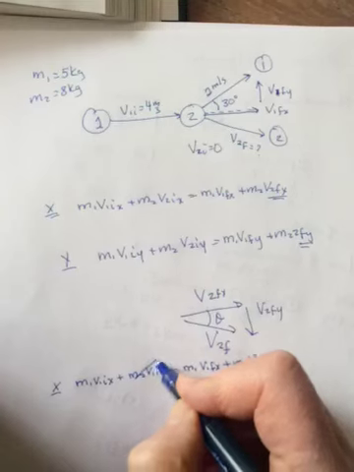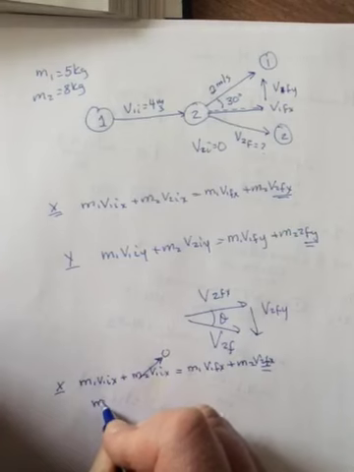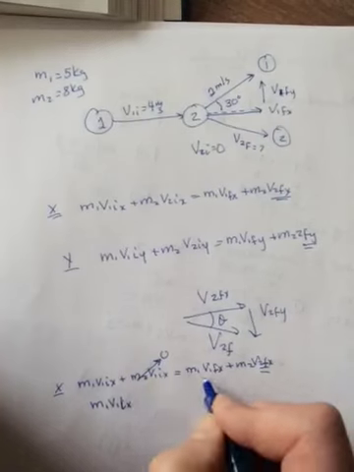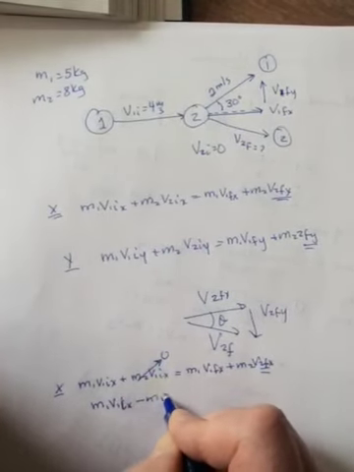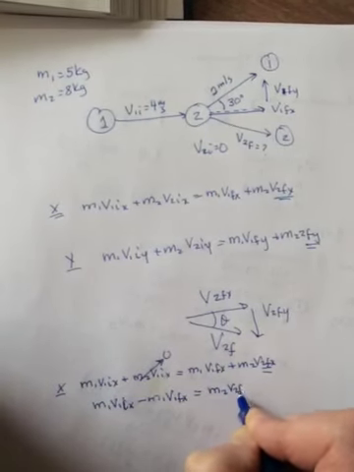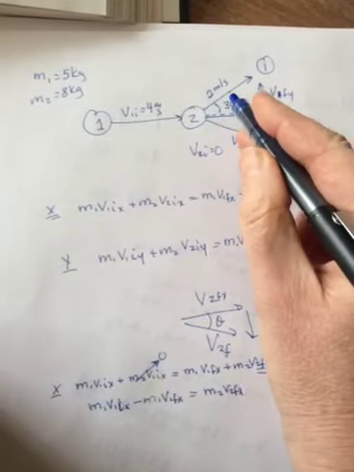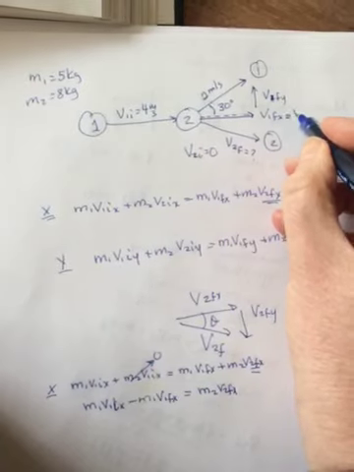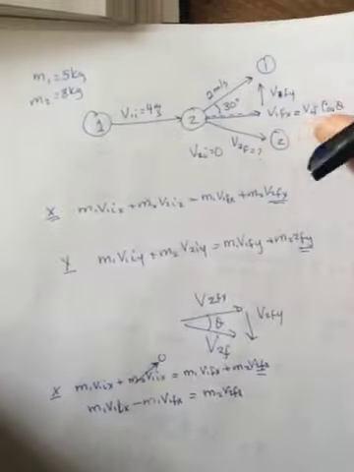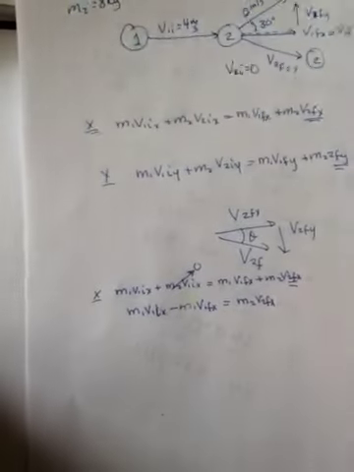Well, initially the second one isn't moving, so that goes to 0. And we're trying to solve for v2 final x. So bring the other term over: m1v1 initial x minus m1v1 final x equals m2v2 final x. So look up here, m1v1 final x is really the adjacent side of this triangle, so it's really just m1v1 final cos theta. Okay? And m1v1 initial x is really just m1v1 initial because it's totally going in the x direction.